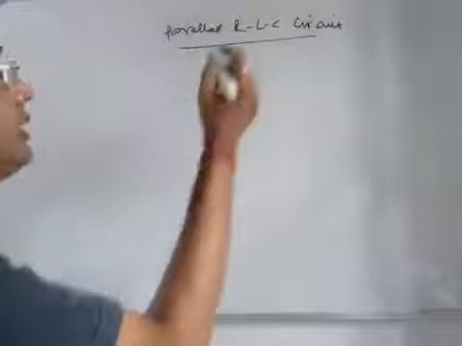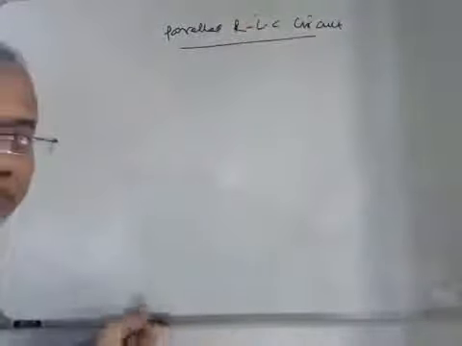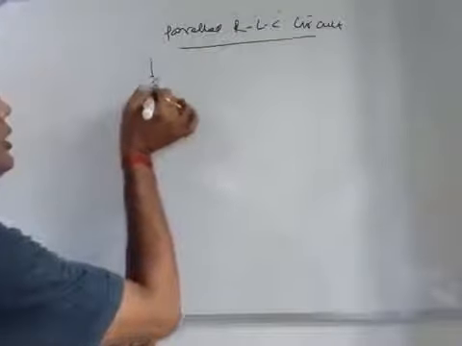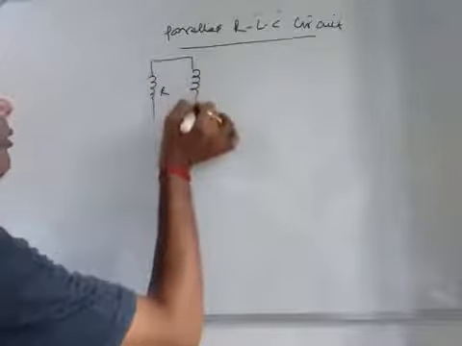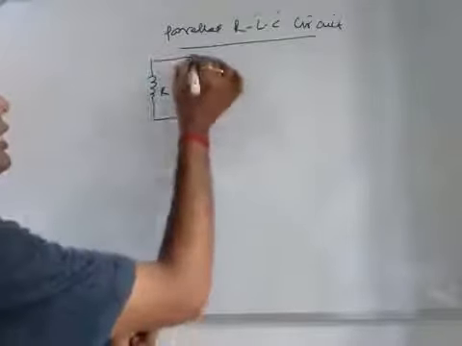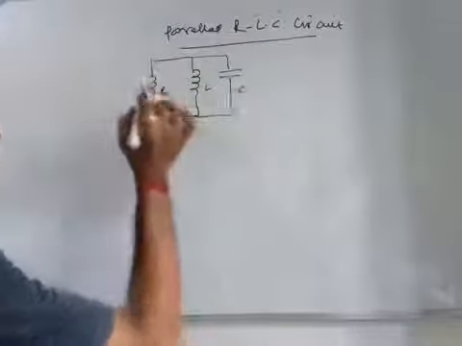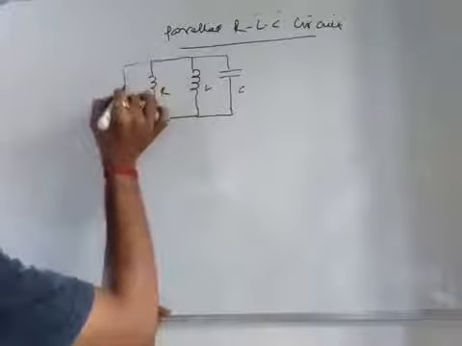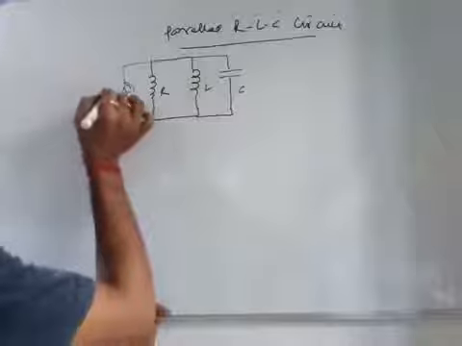So, parallel analysis circuit. Parallel analysis circuit means R, L and C. These are the three parameters which will be connected in parallel, right? So I'll just draw the circuit. This is R, this is L, and this is say your C. So once these are connected in parallel, then we will use the forcing function as your current IT.